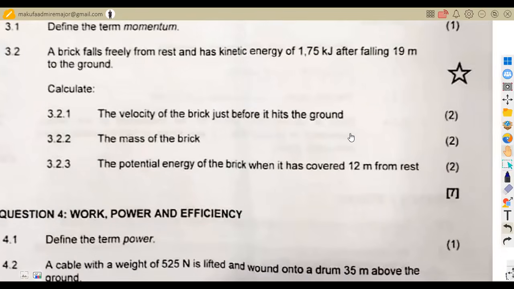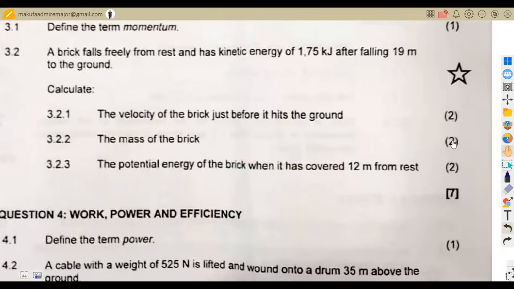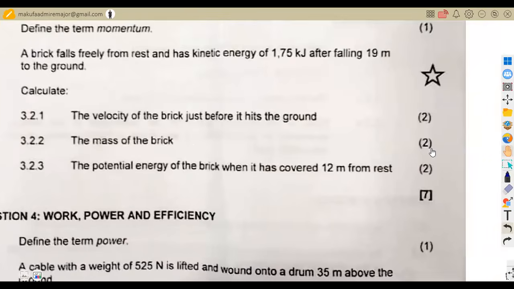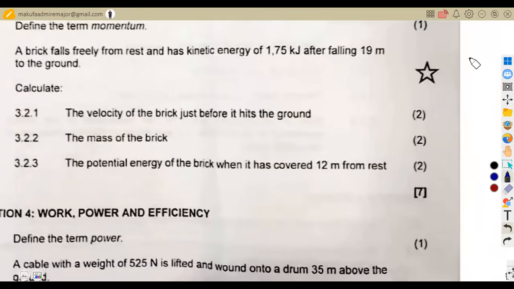Then we are given in 3.2, a brick falls freely from rest. So we have got a brick that is at a certain point and it is falling freely from rest. Let's say from a certain point it is falling down, given a certain height, in this case falling from 19 meters to the ground. So given the kinetic energy of 1.75 kilojoules in this case. All right, so the question is to calculate, in 3.2.1, the velocity of the brick just before it hits the ground.